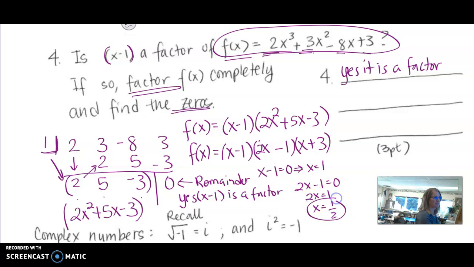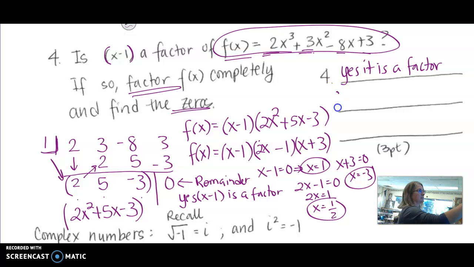I'm going to circle these guys. And then x plus 3 is equal to 0 when x is -3. So my factoring it completely is this piece right here, f of x was equal to x minus 1 times 2x minus 1 times x plus 3. And one main reason you'd want to factor it completely is to find those zeros.